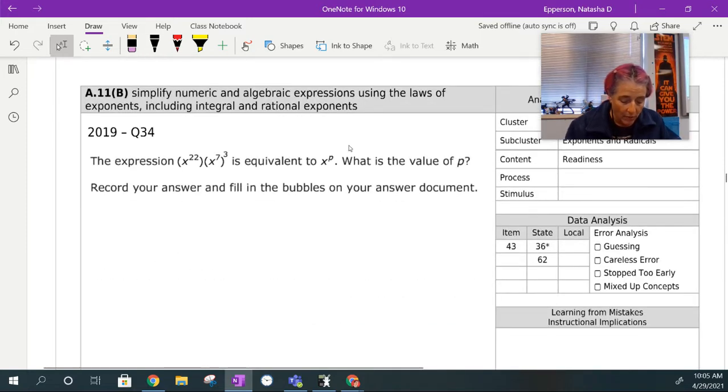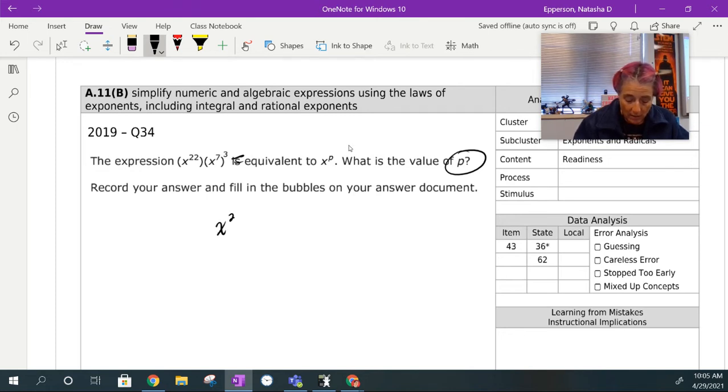All right, question number 34. I know it looks really complicated because they say this expression is equivalent to x to the p. What is the value of p? It really is a lot more easy than they're really making it sound. They really just want you to simplify this expression and write down what that exponent is.